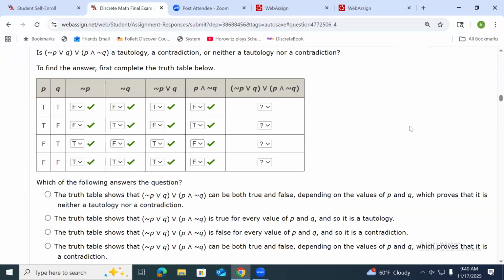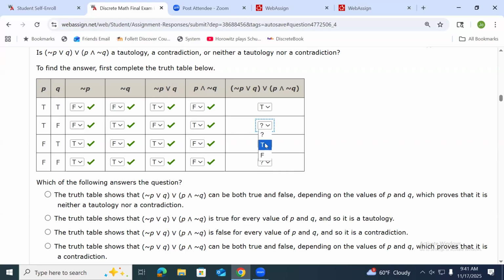So for the final column, we're taking the not P or Q value, which is this column, and then we're taking the P and not Q value, which is that column. And what are we putting between them? What does that symbol mean? That means an or. So we're doing this column compared to this column with an or operation. And an or operation is only false when both values are false. So are there any times when both of these values are false? No, no, no, no. The values are never both false. So that means that the value is always going to be true. So keeping that in mind, what should I put for these four values?